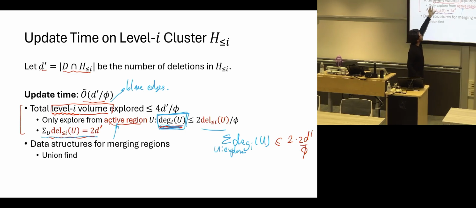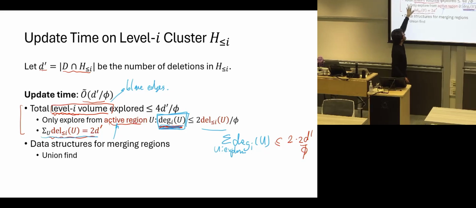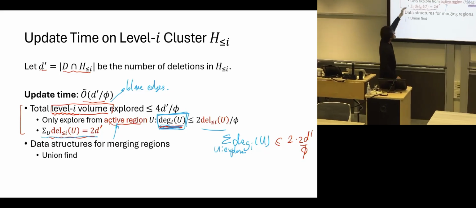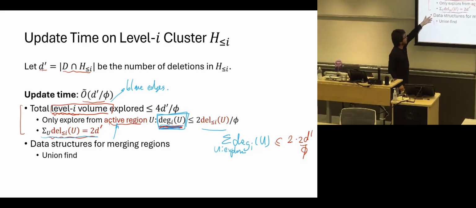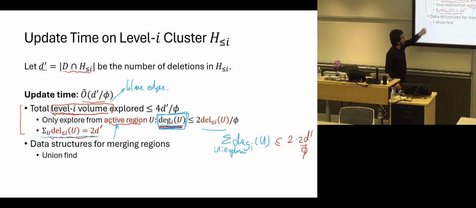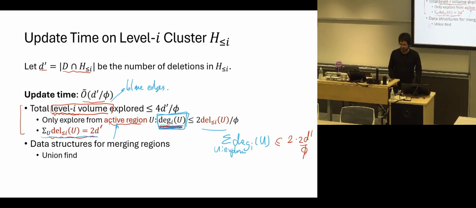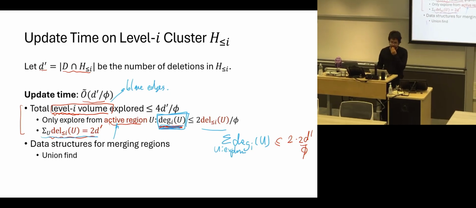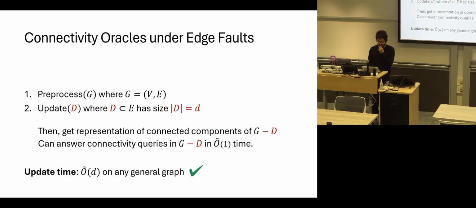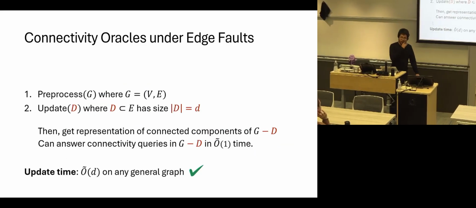This is just a combinatorial claim, but you now need some data structure for merging regions, and you think about how to do it formally. Yeah. Okay. So now we are done. We get this.